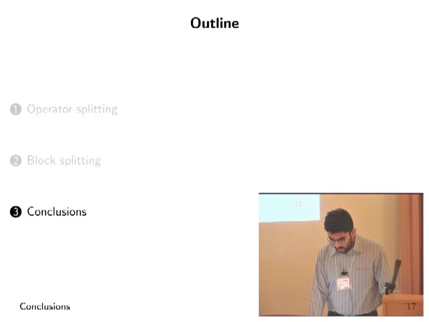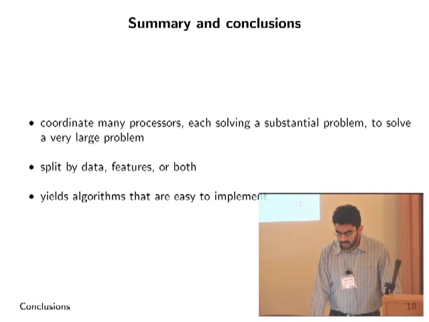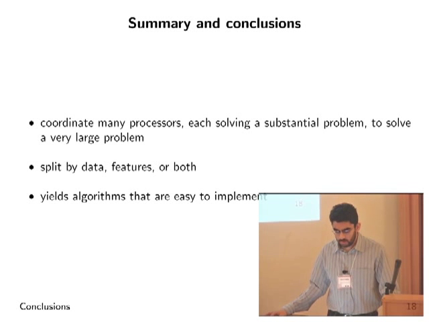And anyway, that's basically it. The method basically coordinates a bunch of processors, each solving a small convex optimization problem to solve a larger problem. You can split by data, features, or both. The algorithms are quite easy to implement in general. That's basically it. Here are some references.